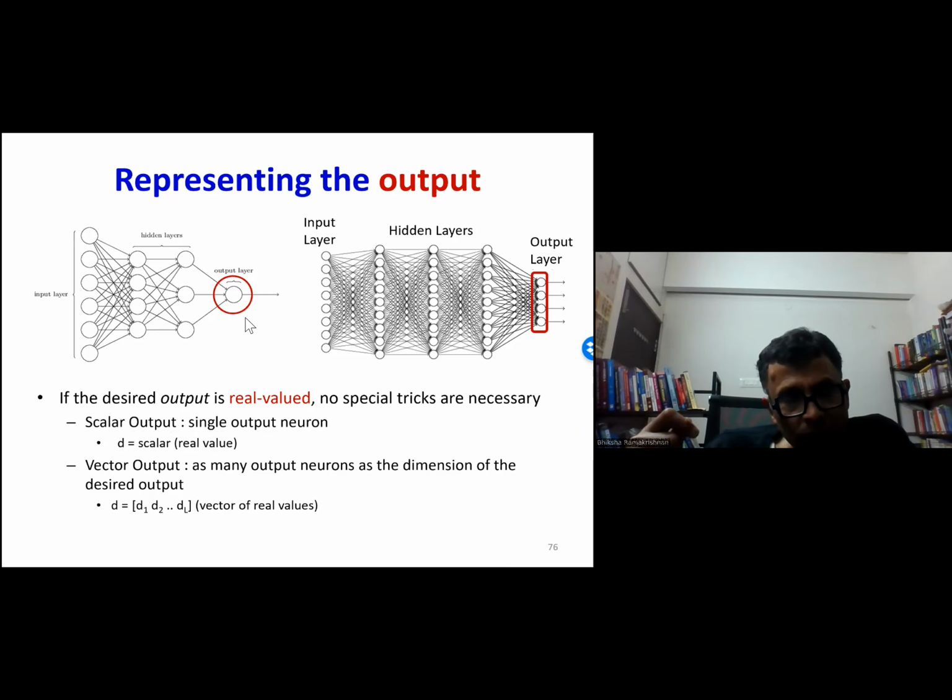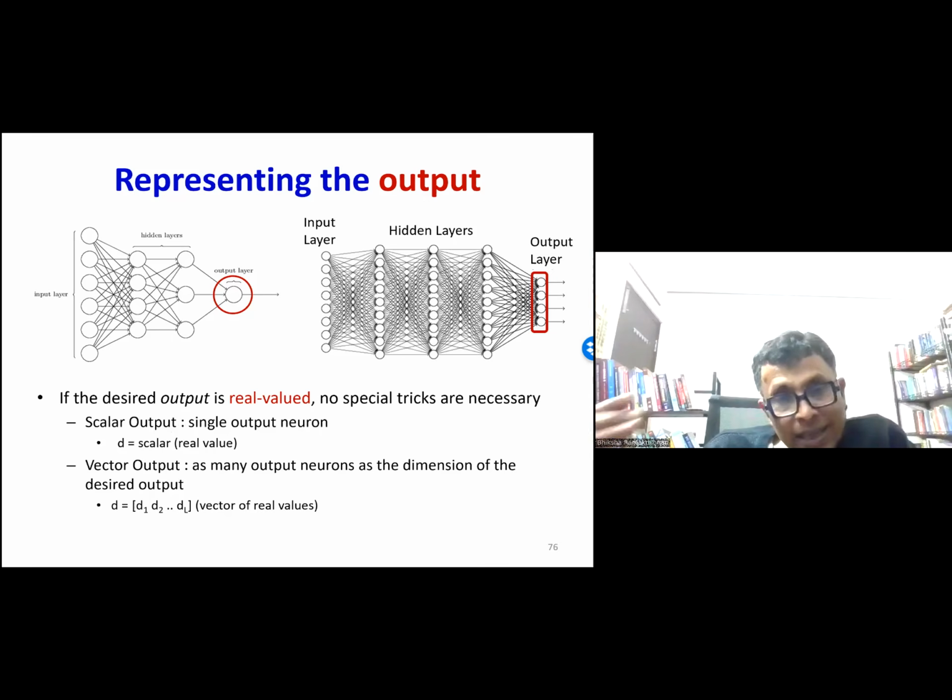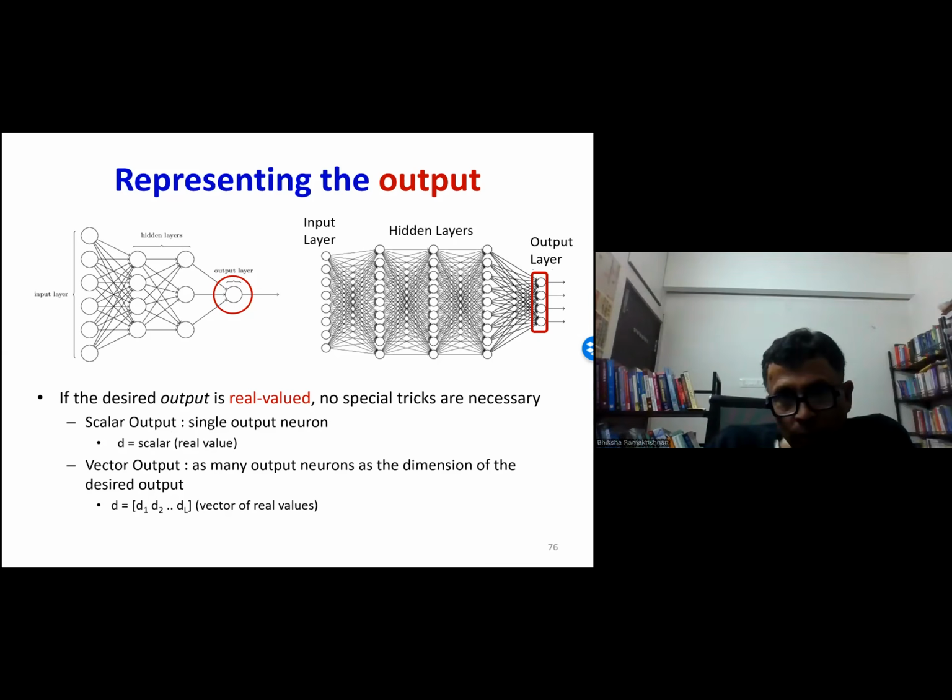On the other hand, if you're computing a function where the output itself is a vector, then the output layer of the network will have as many output neurons as the dimension of the desired output. And the desired output is going to be simply a vector of real values.